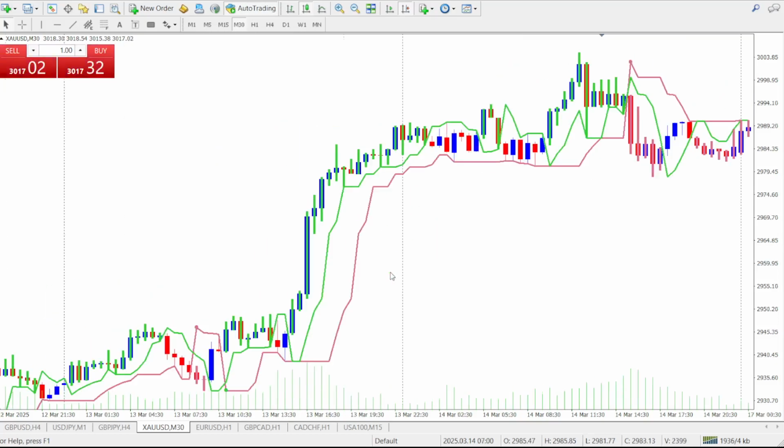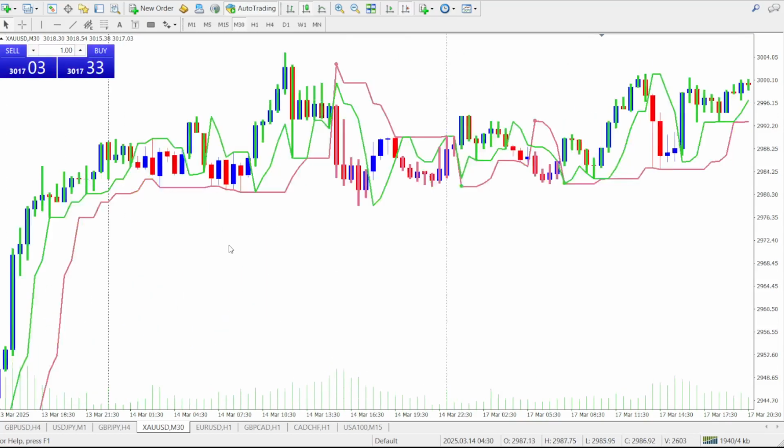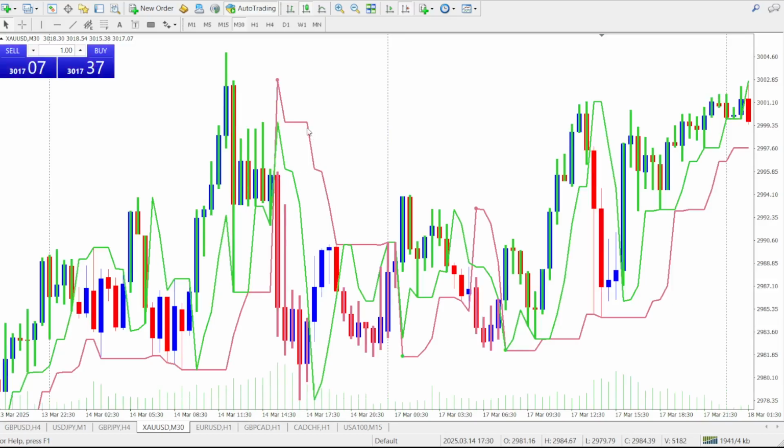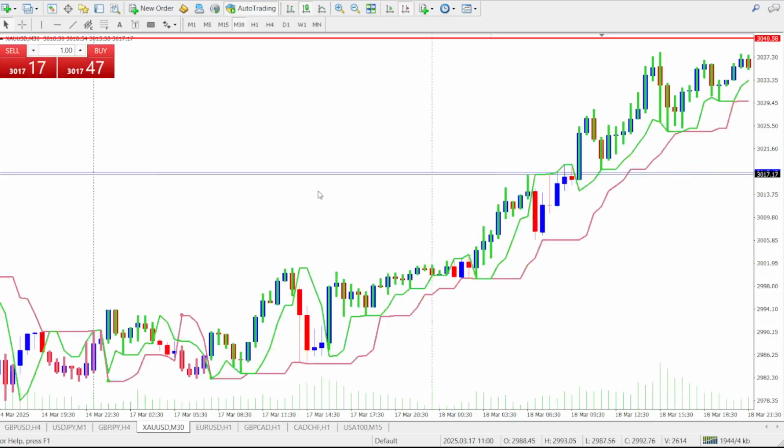Then your stop loss can be below the previous swing low, and your take profits can be at resistance zones, or you can wait for a red dot to appear to exit your buy trade.